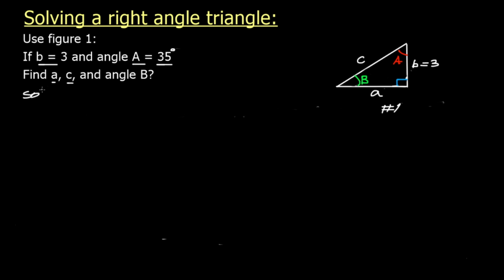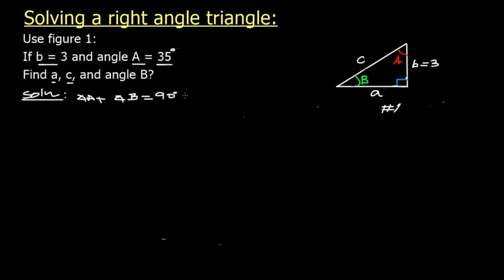Solution. We know that this is a right angle triangle. These two sides are perpendicular. This angle is 90 degrees. So we know the measurement of angle A plus angle B must equal what? 90 degrees, right? Because these two will add up to 90 degrees and this is 90 degrees, therefore all the angles will add up to 180 degrees for a triangle.